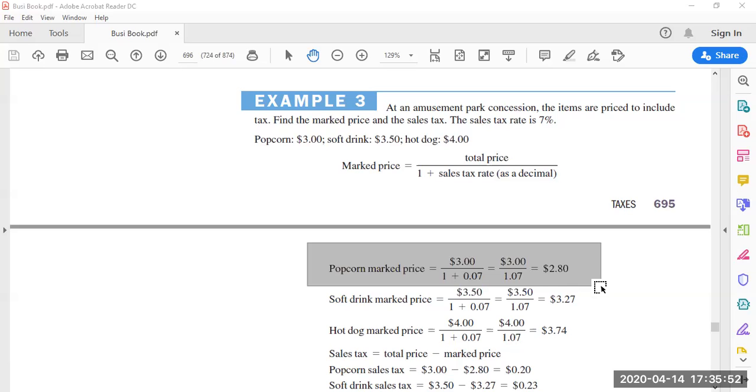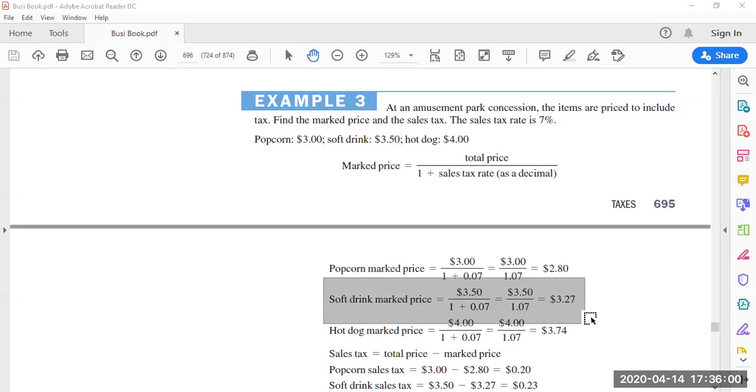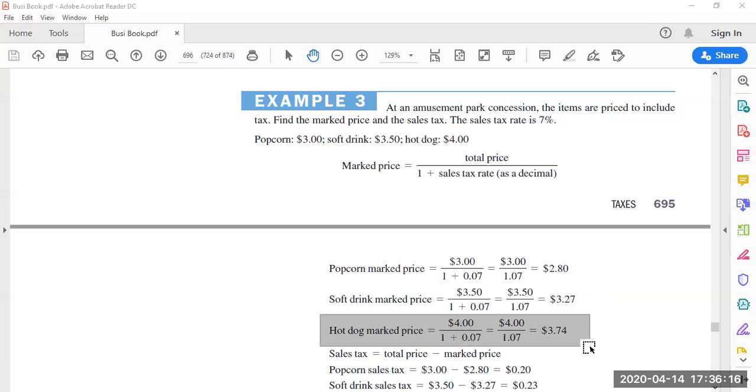But at this point, we know the price of the popcorn is $2.80. For your soft drink, it costs $3.50, but divide that by the 1.07, and we find out that the soft drink costs $3.27. And for your hot dog that costs $4 at the counter, divide that $4 by 1.07, and you get the price of the hot dog as $3.74. So we have determined the marked price for the popcorn, soft drink, and hot dog.